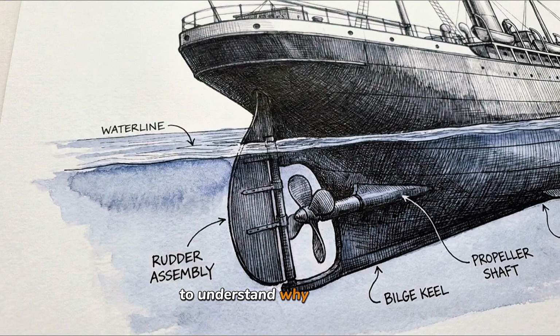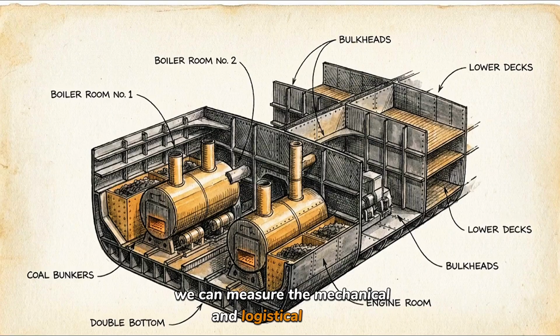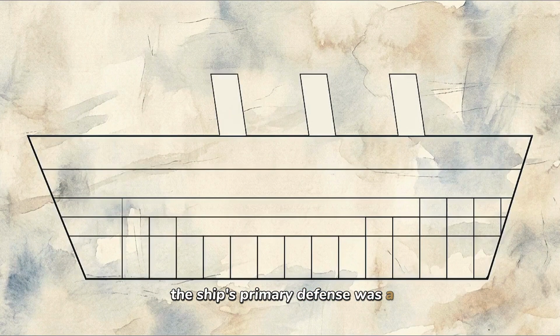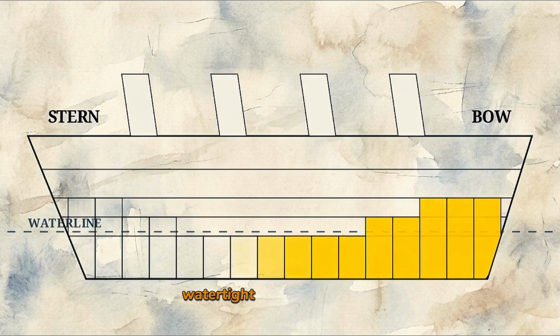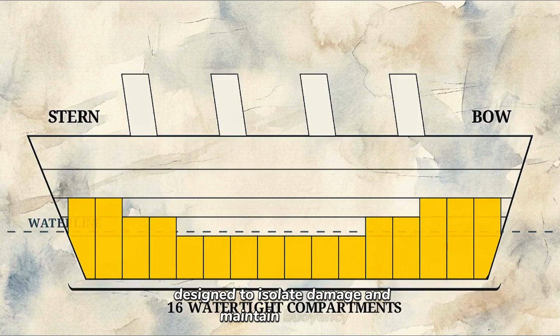To understand why the Titanic was lost, we must map the exact timeline of the 1912 disaster. By tracking the ship's final hours, we can measure the mechanical and logistical failures that dictated the outcome. The ship's primary defense was a compartmentalized hull. This diagram shows the sequential watertight sections along the lower deck, designed to isolate damage and maintain buoyancy.